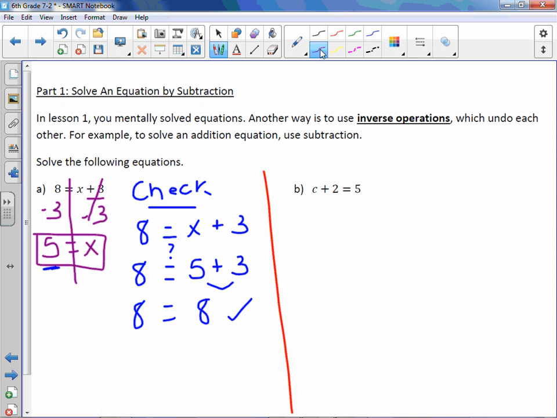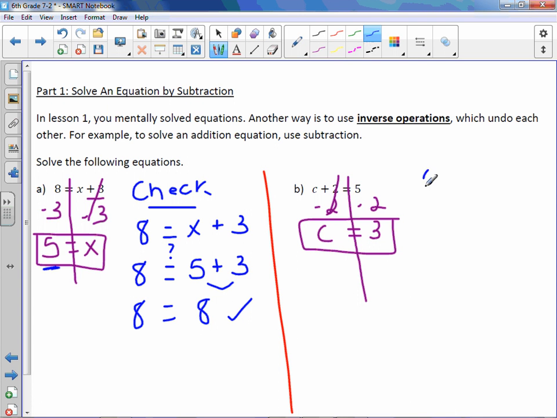Letter B. Draw your line down the equal sign. The variable this time is c, and it has a plus 2. To get rid of plus 2, we subtract 2 from both sides. 2 minus 2 is 0. Bring down the c equals, and 5 minus 2 is 3. So c equals 3. That is our solution.